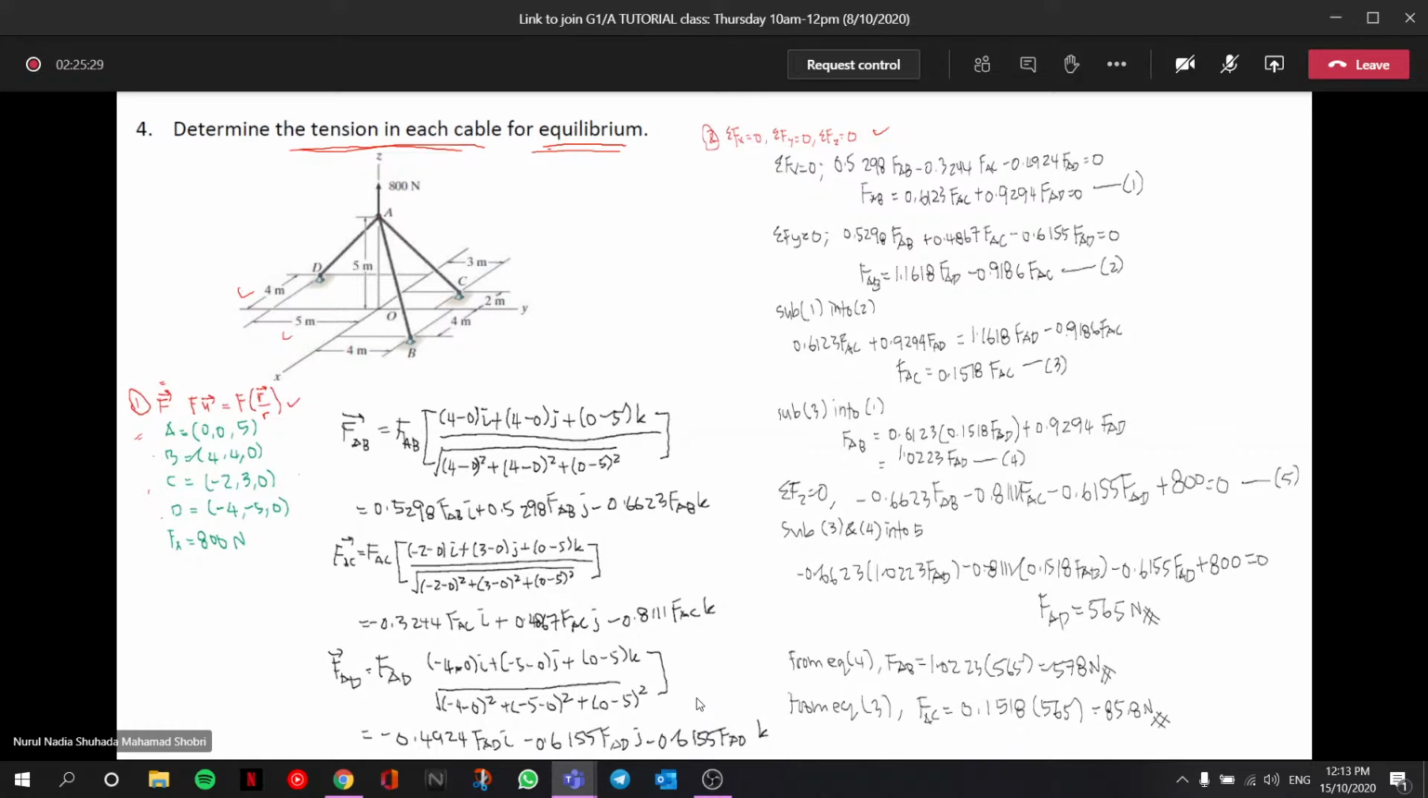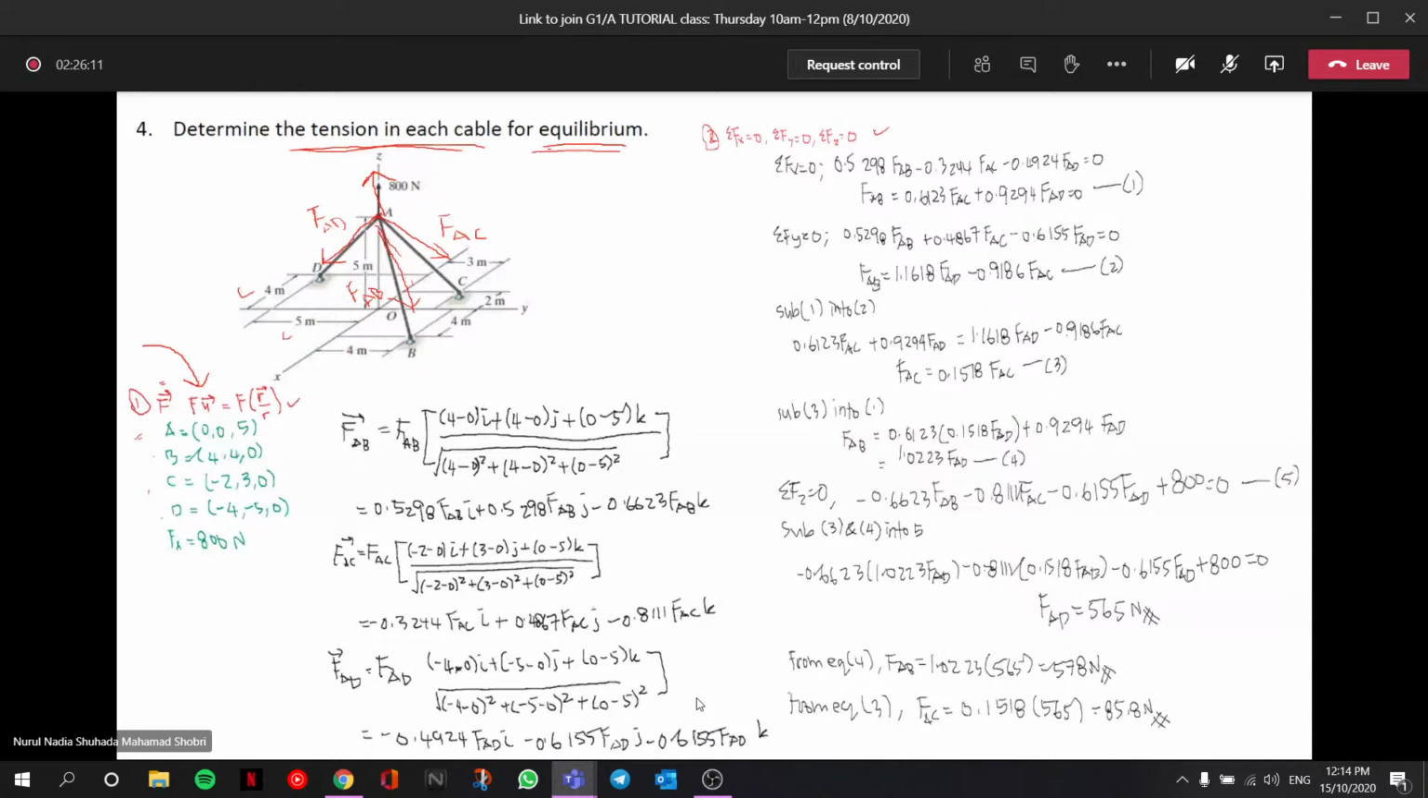Since the only values other than force that it gave us are the coordinates, you can use this formula to find the equations for the tension forces. This is the force pointing upward, this is force FAD, pointing in this direction is force FAB, and pointing in this direction is FAC.